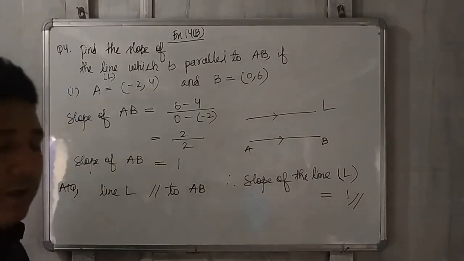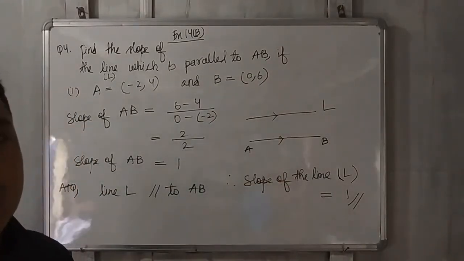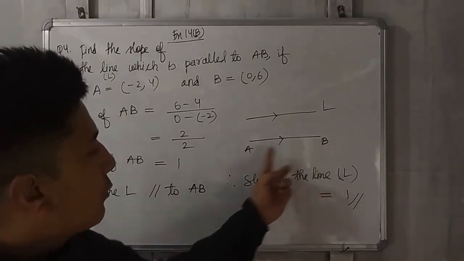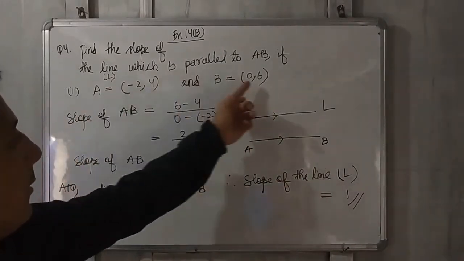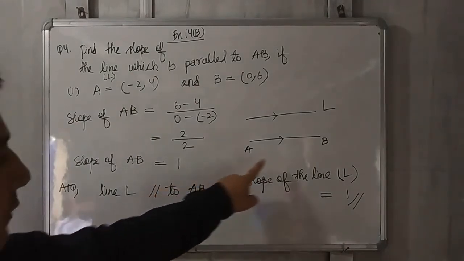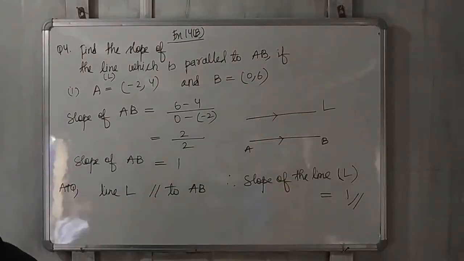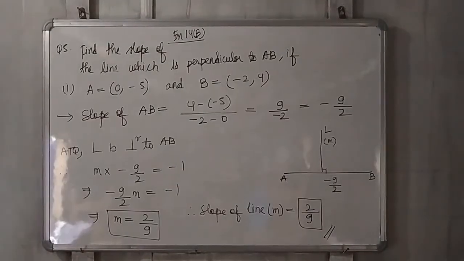So this is how we have to clear our concept. If two lines are parallel, the slopes are equal. Okay, how did I get the slope of AB? Using the formula, passing through 2 points, which is 1. So if the slope of this is 1, these two are parallel, slope of L is also 1. Okay, so pause the video, note it down.